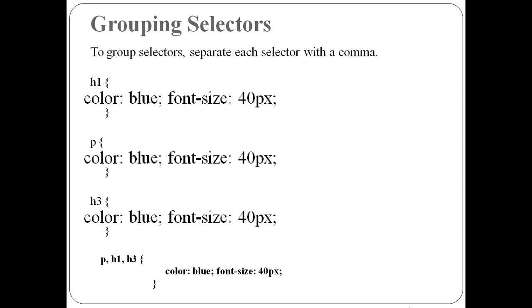Next we have grouping selector. To group selectors, separate each selector with a comma. Like what we have seen till now, the element selector, where we specify the element name here, right? We specify the element name, and then we write the content.